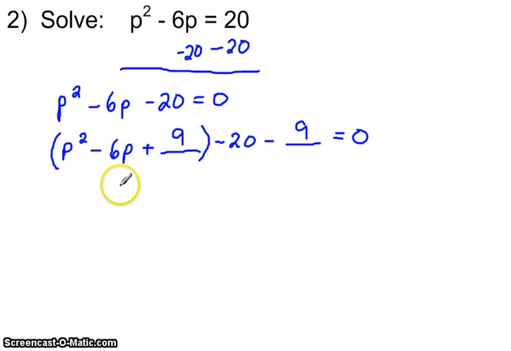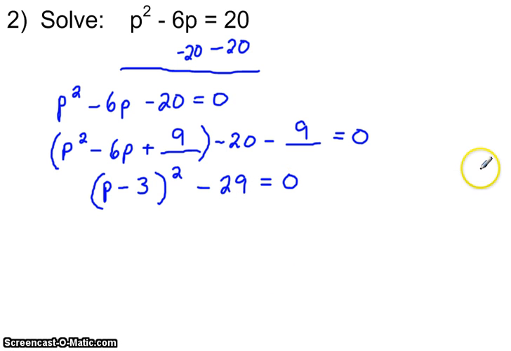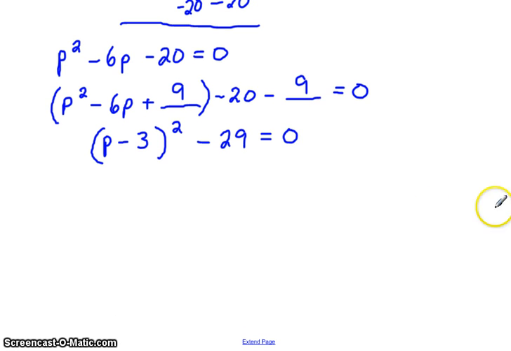Now I'm going to put this perfect square in factored form. And half of negative 6 is negative 3. So it's p minus 3 squared. Minus 20 minus 9 is minus 29. And this all equals 0. So this is step 1. Step 2 is now solving this.